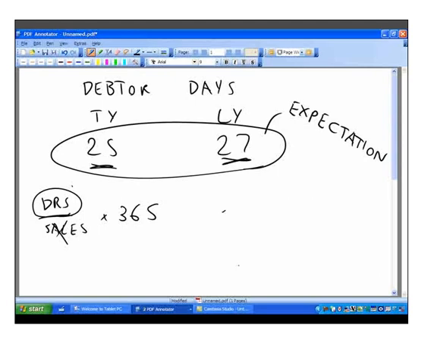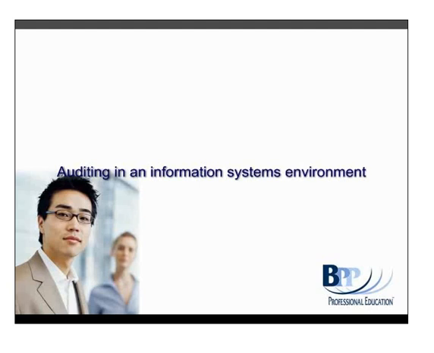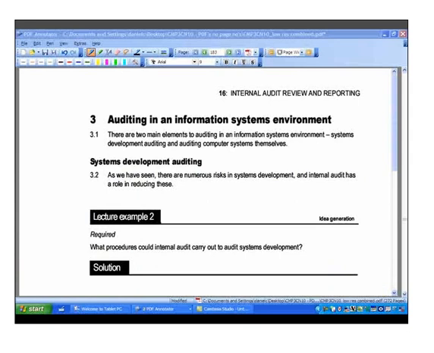Now, there are specific issues connected with auditing in a technology environment, and there's actually two types of audit that you might be asked to deal with in the exam on this one. Firstly, you may be asked to talk about auditing of systems development. We looked in a previous chapter at the systems development life cycle and what some of the risks involved are in system development, while internal audit may have a role to play in actually auditing it. And then secondly, once the system is actually up and running and in place, internal audit might audit the computer system itself.